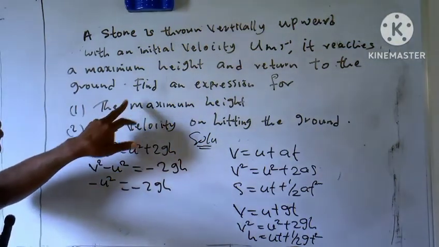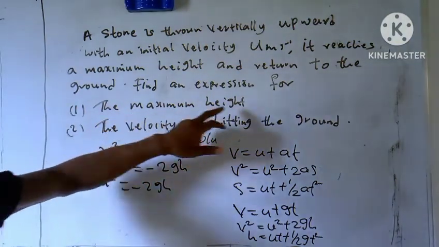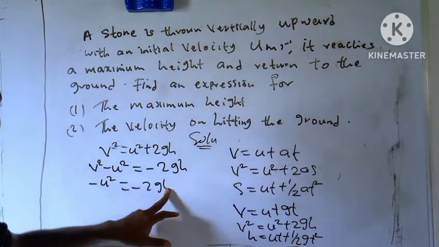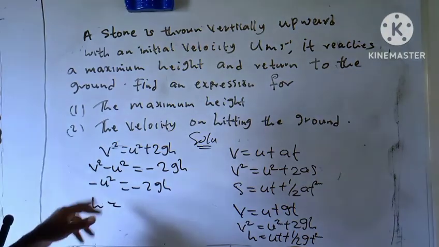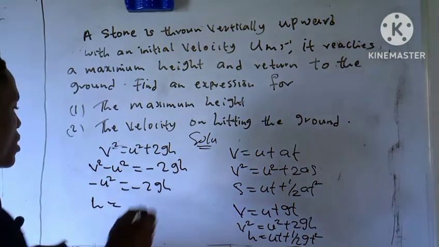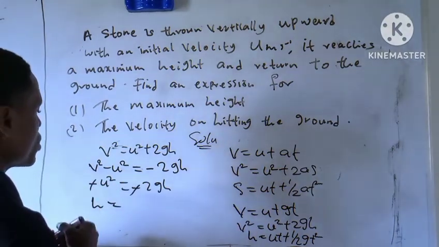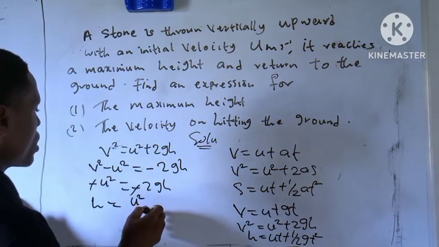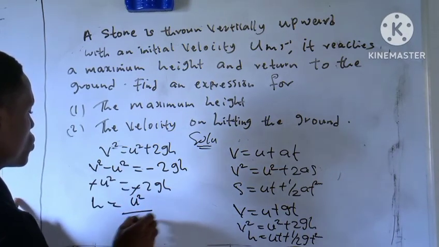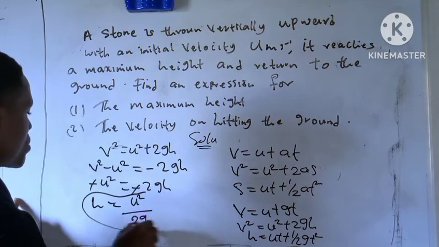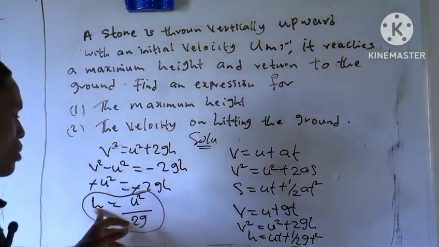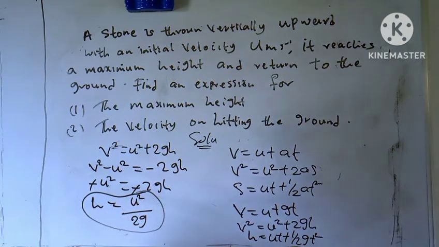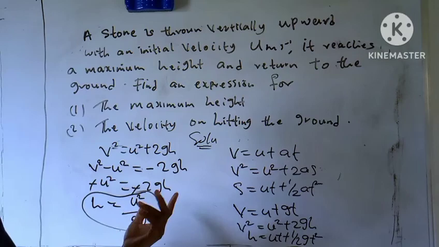So if you look at the equation, we have to find an expression for the maximum height. So let's make h the subject of the formula. So h equal to, since we have negative and negative sign, we cancel them. Okay, so h equal to what? u square all over 2g. So this is the first expression, by making the maximum height, or the h, the subject of the formula. h equal to u square all over 2g. Okay, so please take note of all these laws.